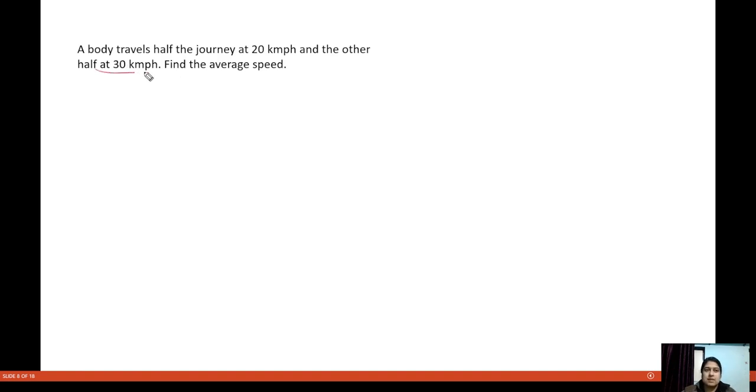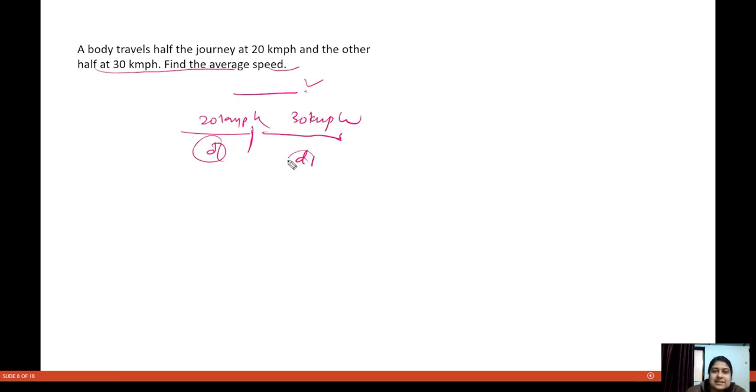Now it is asking: a body travels half the journey at a speed of 20 km per hour and the other half at 30 km per hour. Find the average speed. Now see, it is saying a body travels half the journey at 20 km per hour. So here the distance is the same. What is not constant? Actually, what is the average speed? Average speed is equal to total distance traveled upon time taken.